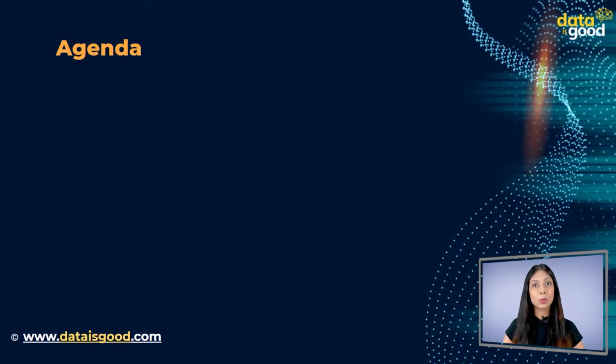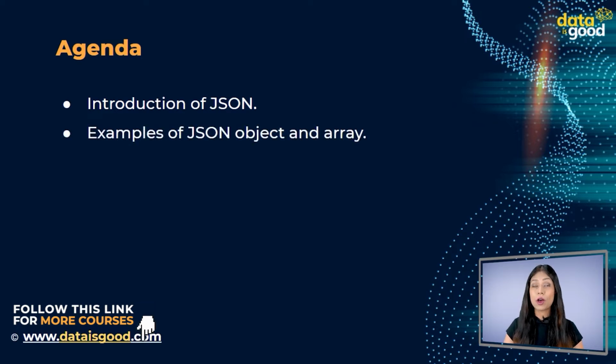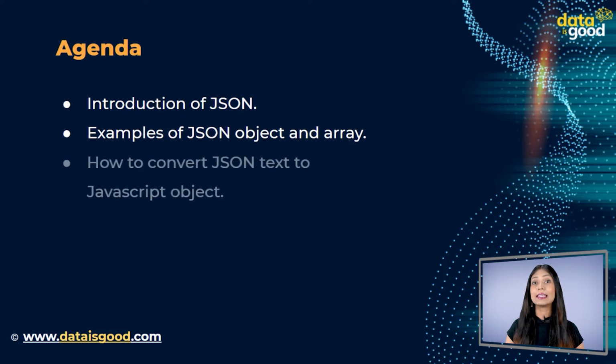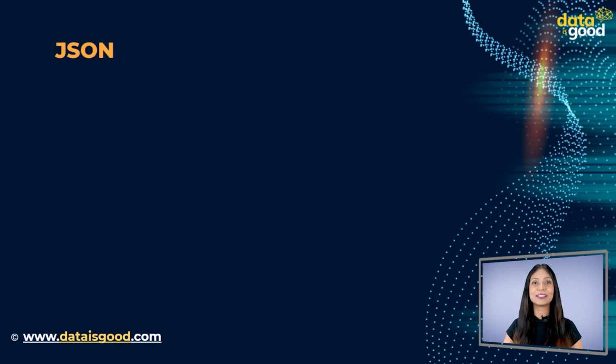We will start off with the introduction of JSON, then examples of JSON object and array, and then we will move forward and see how to convert JSON text to a JavaScript object. And at the end, there is an assignment for you all. So let us start with the introduction to JSON.